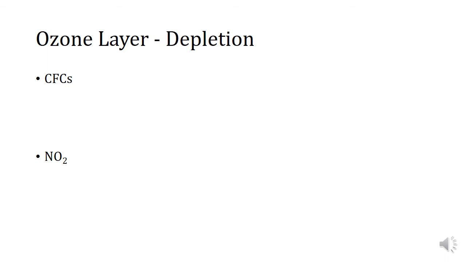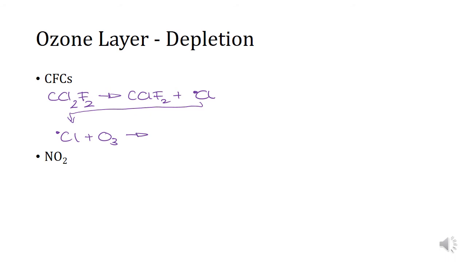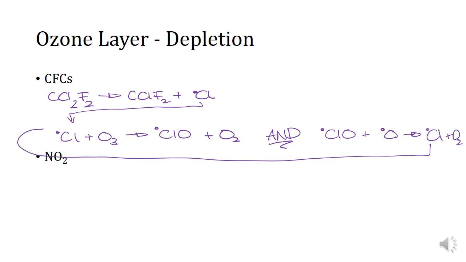my CFCs, so CCl2F2, CFC stands for chlorofluorocarbon. When that gets up into the upper atmosphere, one of my chlorines can come off, and then that chlorine is super good at attacking ozone to form oxygen, and also my ClO can then attack the oxygen radicals to form radical chlorine and oxygen, and then this radical chlorine feeds back in.